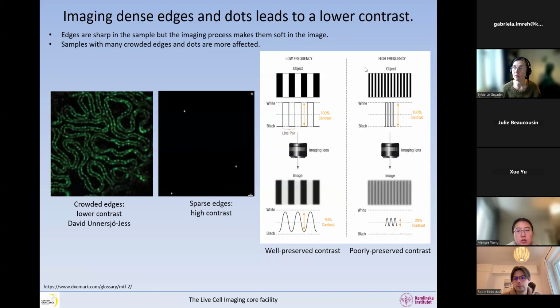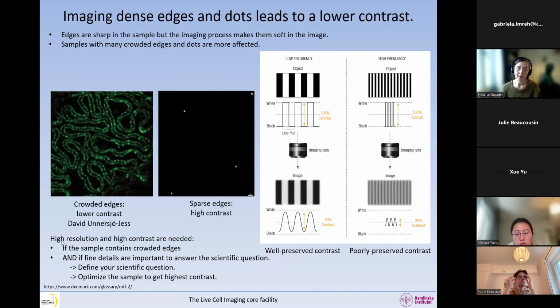If we now use an object where these lines are much thinner and we have a lot of them, so now we have a high frequency in the image. This is 100% contrast. This is what we have in the image. And when we look at the image, this is what happens. So we have lost a lot of contrast. And this is part of imaging, unfortunately. When in your sample things are more crowded, small crowded objects will lead to a lower contrast in the image.